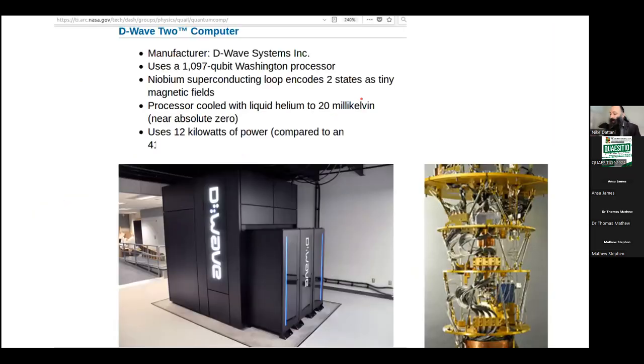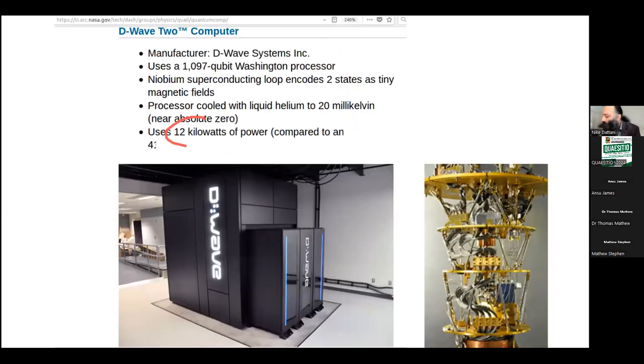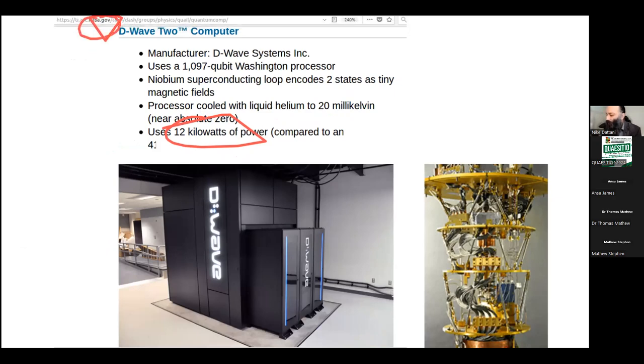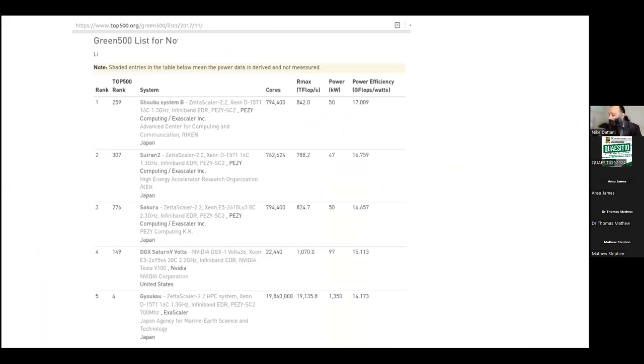So if you're 10 million times faster than the classical computer, the next thing you might wonder about is the energy. How much energy is being used in the quantum computer versus the classical computer? 12 kilowatts of power. This is NASA.gov. They say that it's 12 kilowatts of power for this quantum computer. That's the computer that was used in that paper.